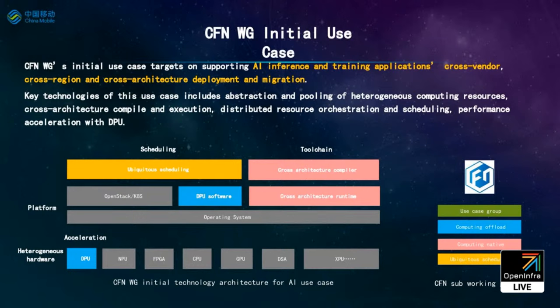Next technology is the distributed resource orchestration and scheduling system, which is the yellow block, the ubiquitous scheduling. It is overall scheduling of tasks, and it can assign the most appropriate resource to the computing task. And performance acceleration with GPU also plays a great part in this use case. We use GPU cards along with GPU software to help accelerate the computing tasks. So all the tasks covered in this initial use case will be included in the subgroups.